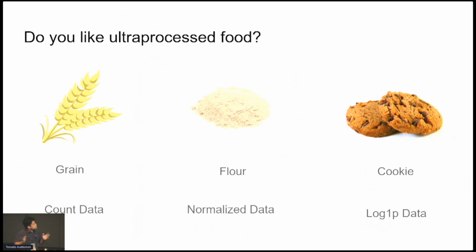I just want to end my talk with this metaphor. In my mind, count data is just grain. It's kind of too raw to process. Normalized data is like you make it into flour, and then you can do things as you like. And the log transformation sometimes just takes the flour and makes a cookie. Me personally, I don't hate cookies. I enjoy cookies from time to time. But the question I want to ask you is, do you want to know how the cookie is being made? And do you want to consume the cookie every single day?